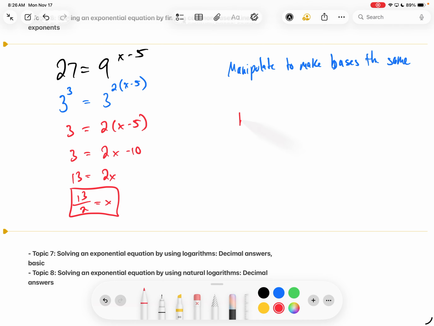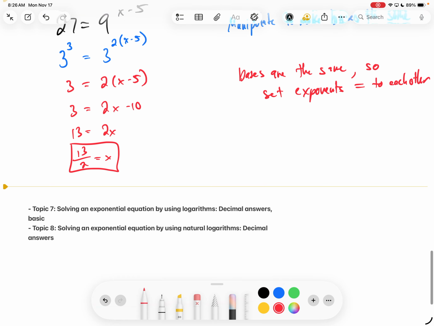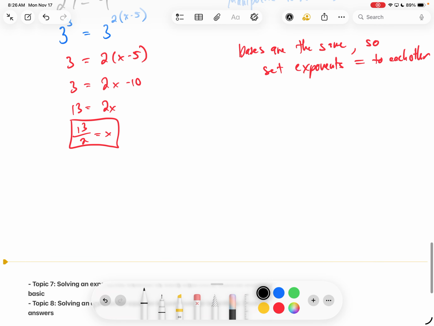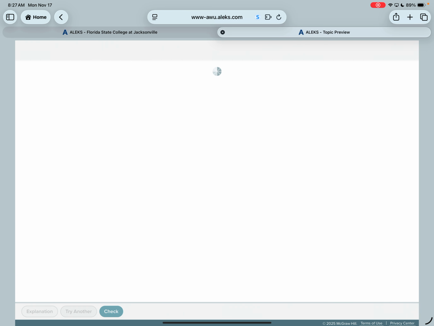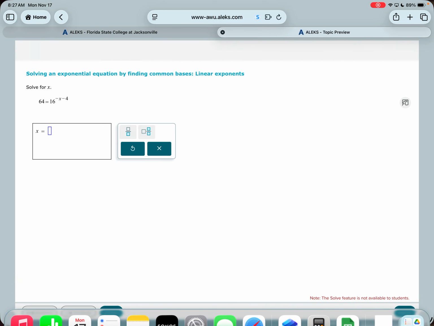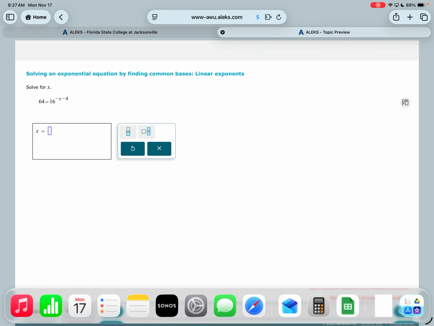I'll write that up here. Bases are the same, so set exponents equal to each other. Let's do one more of those real quick. (64, 16, negative x minus 4).